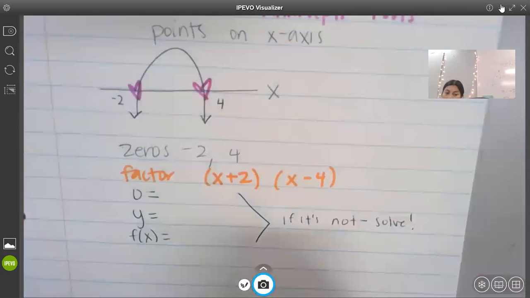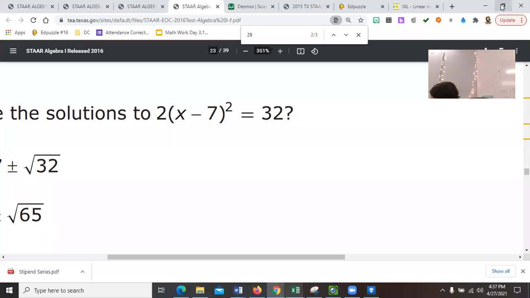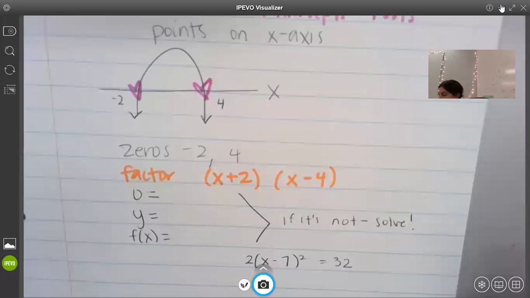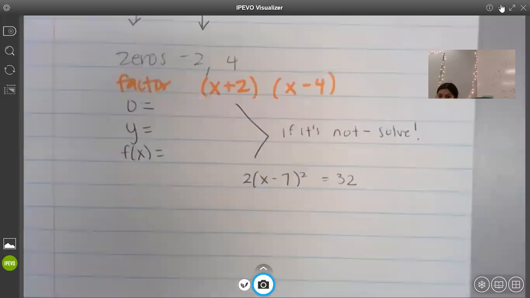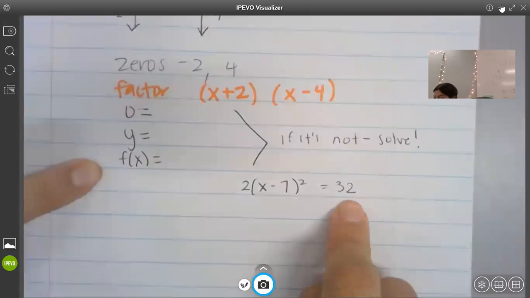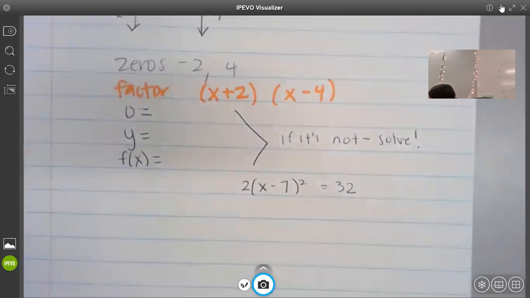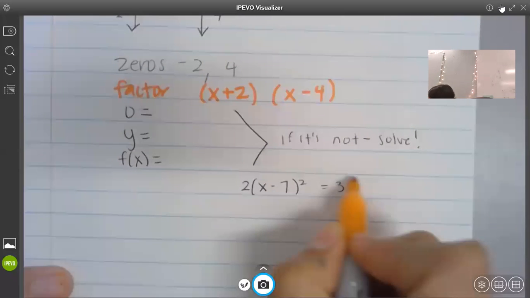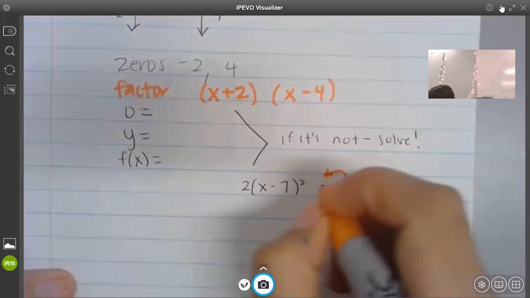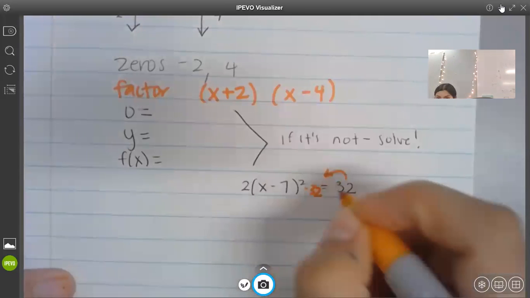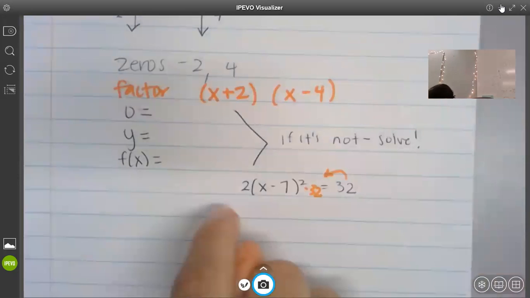Okay, so like the one that we have to solve. Let me write it down. It's not equal to 0, it's not equal to y, it's not equal to f of x, so I have to move this. Right now it's a positive. When I switch it over, it's going to be a minus 32. It changes sign. So now I can graph this.